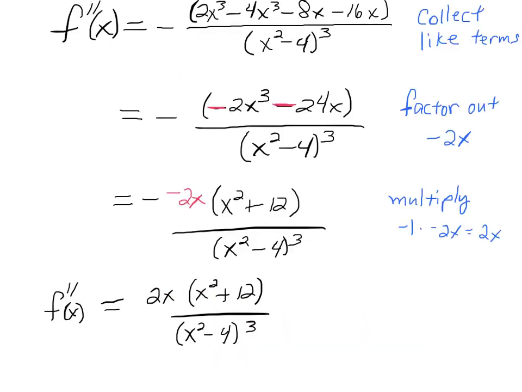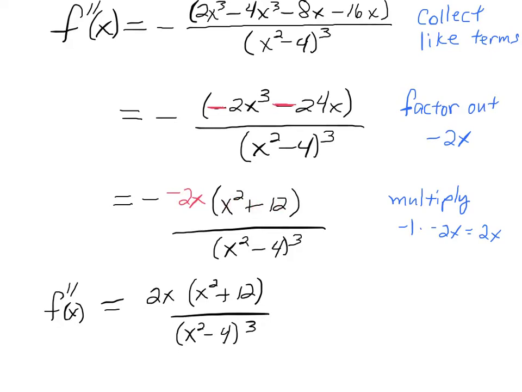So we collect like terms. 2x cubed minus 4x cubed gives me minus 2x cubed. Minus 8x minus 16x gives me minus 24x. Then the next step is I'm going to factor out the greatest common factor from here, which would be a minus 2x. So I factor that minus 2x out. There I have highlighted the minus sign. And I'm left with an x squared plus 12.